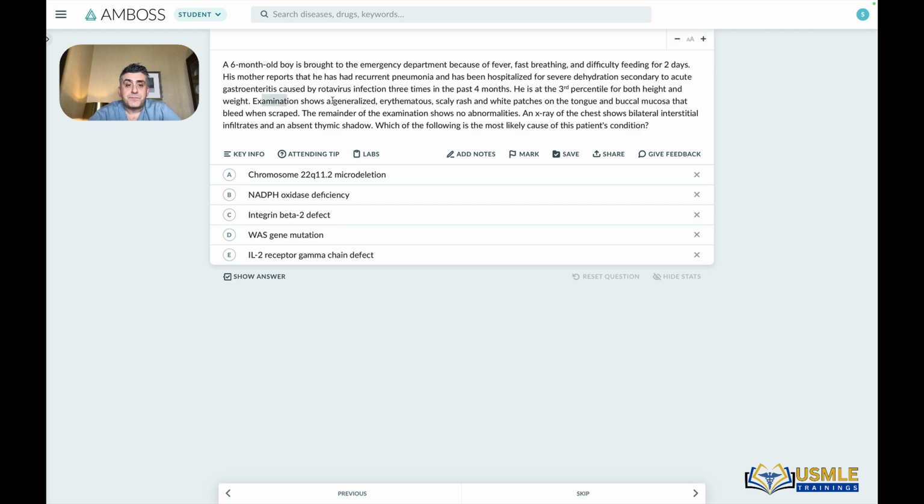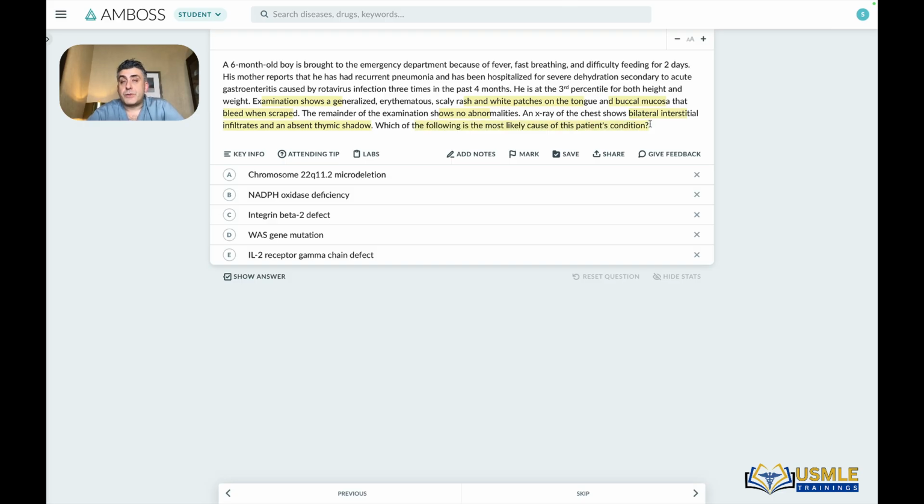Examination shows a generalized erythematous, scaly rash, and white patches on the tongue and buccal mucosa that bleed when scraped. The remainder of the exam shows no abnormalities. Okay, that's good. X-ray of the chest shows bilateral interstitial infiltrates and an absent thymic shadow. Which of the following is the most likely cause of the patient's condition?